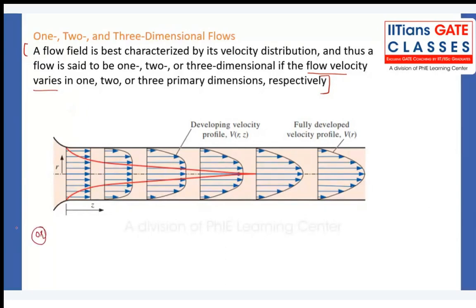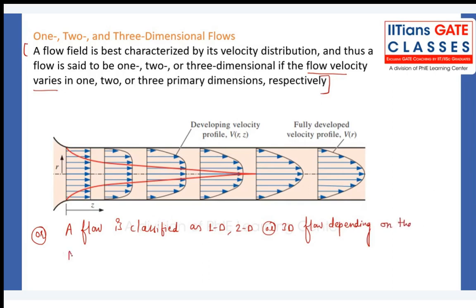Or you can also note down one more definition of 1D, 2D, 3D flows: a flow is classified as 1D, 2D, or 3D depending on the number of space coordinates required to specify the flow field.